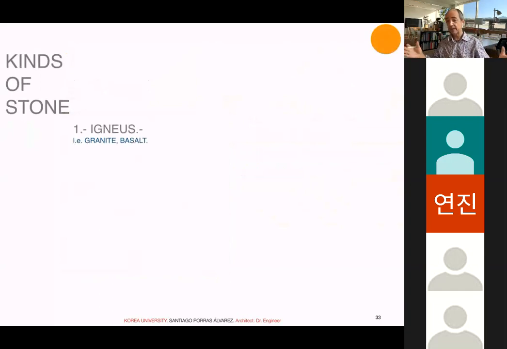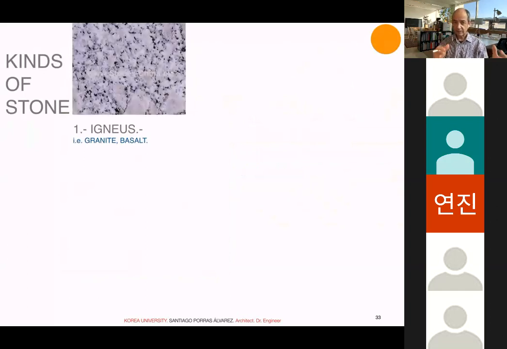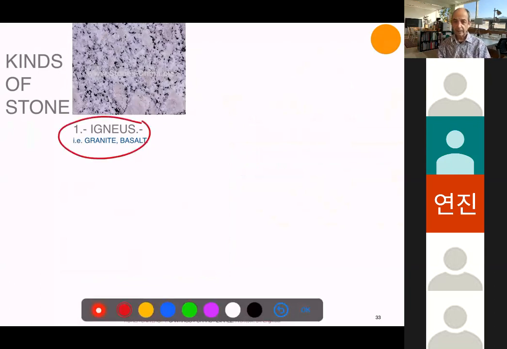And this is something you studied probably in junior high school. Igneous: granite, basalt. These come from the magma just solidified, the magma of the volcanoes, you know, the inside of the earth, sort of molten stone. So when that solidifies, we have the igneous stone. Granite and basalt are very common materials, especially granite. You see in Korea, it's like the standard stone.